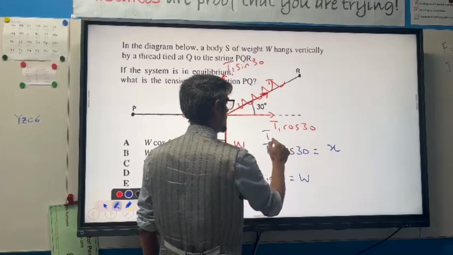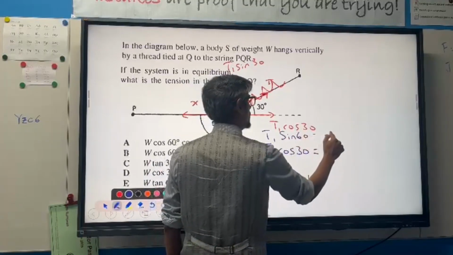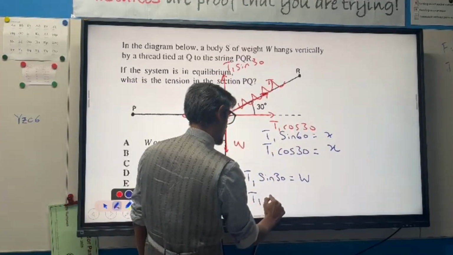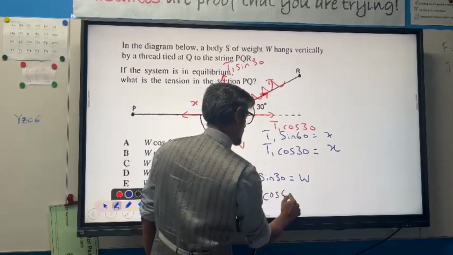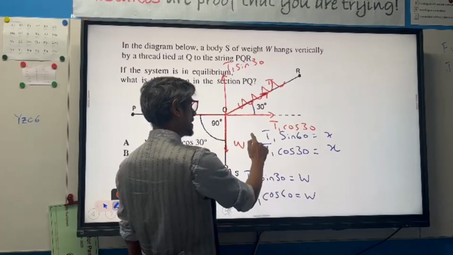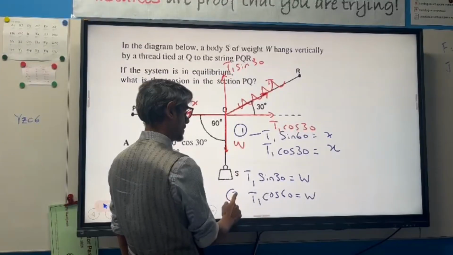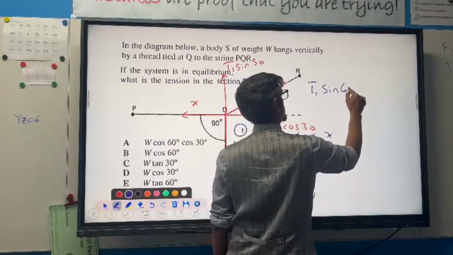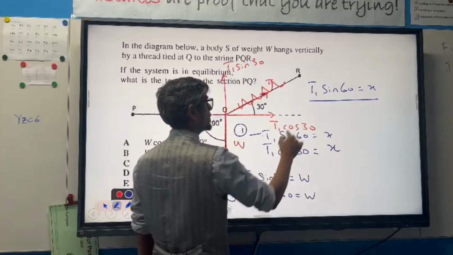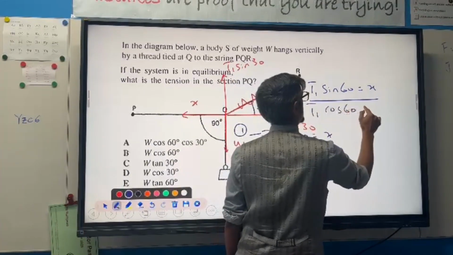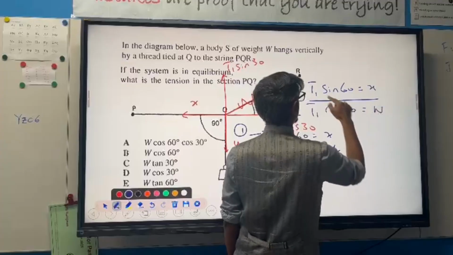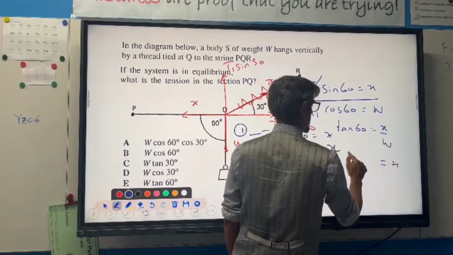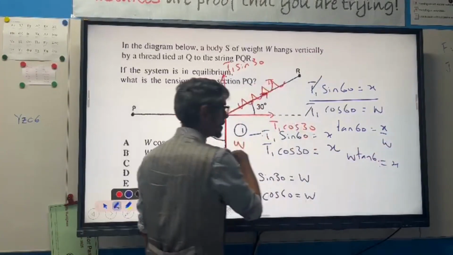So I could do T1 sine 60. I don't know if you do know that from maths: sine 60 is cos 30, 90 minus that. So that would be T1 cos 60. So I've just changed the same equation again. So I now divide equation 1 by equation 2. It becomes T1 sine 60 is equal to X, divided by T1 cos 60 is equal to W. That crosses out. That becomes tan 60 is equal to X over W. And X is the same as W tan 60, which is what we got earlier.